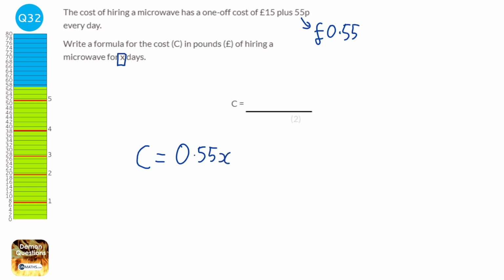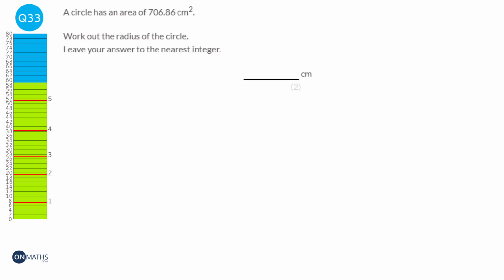Then it says that there's just a one-off cost of £15. So you're going to have to pay £15 regardless. So we're just going to add 15 onto that. So the answer would be C equals 0.55x plus 15. The formula for the area of a circle is area equals pi times r squared.